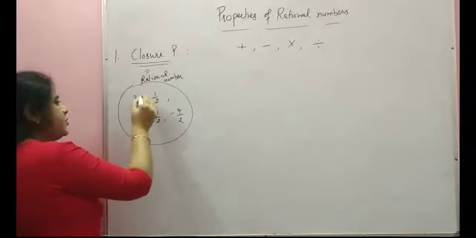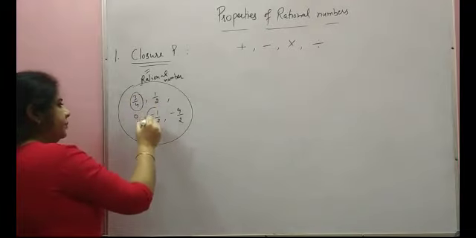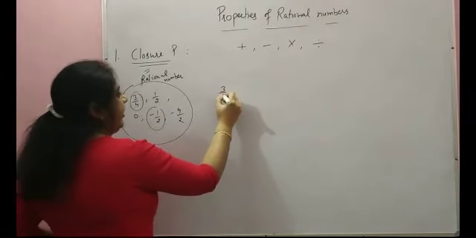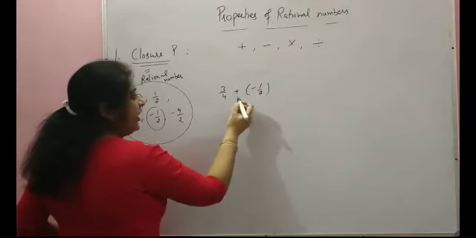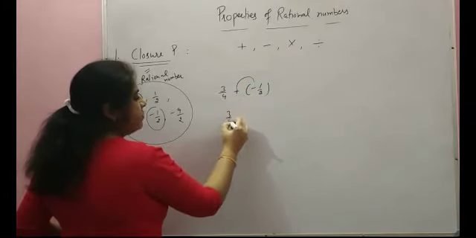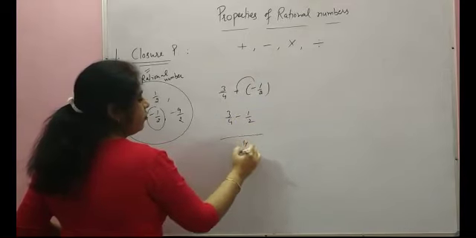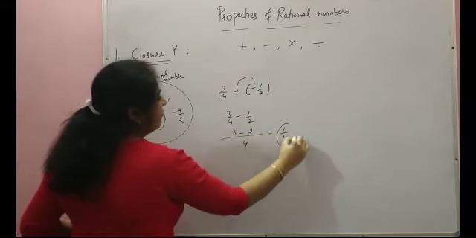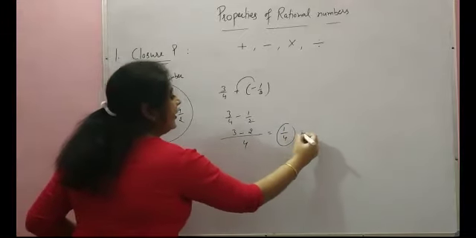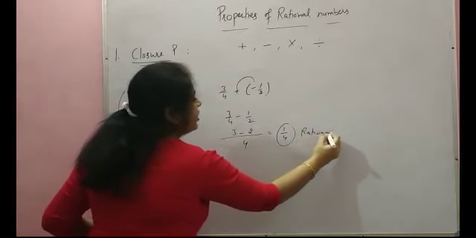Just suppose we have these two rational numbers. If we add them, see how we add them? Plus minus becomes minus. So 4, 3 and 2. So what would the answer be? 1 by 4. 1 by 4 itself is a rational number.